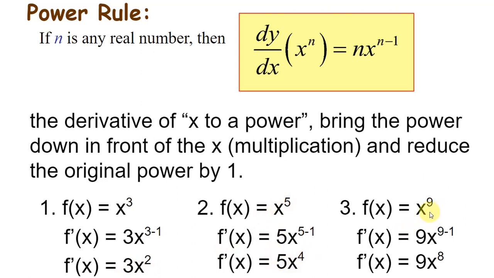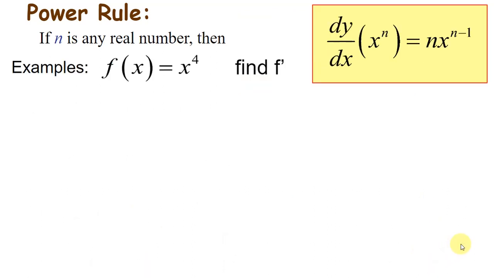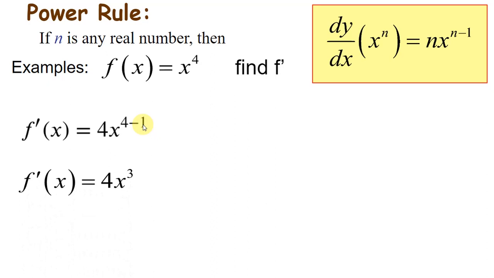The derivative of x to the 9th is 9x to the 8th. Alright, so try this. Find the derivative of f of x is equal to x to the 4th. We're just going to use the power rule. So we're going to bring the 4 down in front, and then we're going to take 1 away from the 4, and I'm going to end up with the derivative being 4x to the 3rd.